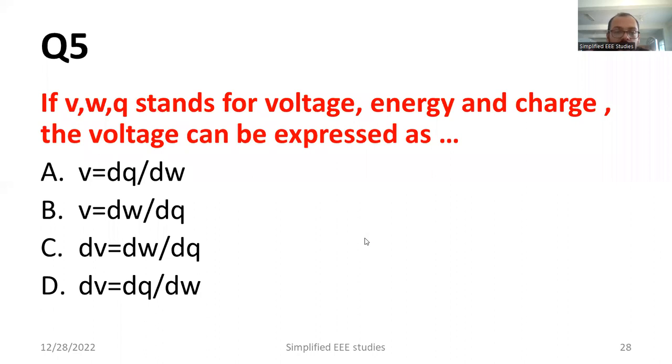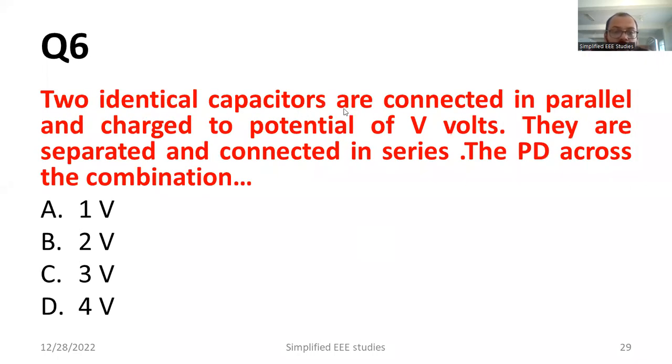Moving further, two identical capacitors are connected in parallel and charged to a potential of V volts. They are separated and connected in series. The potential of the combination? It is a very simple question. Initially, two capacitors are charged and both are in parallel. Therefore, the total voltage becomes V.